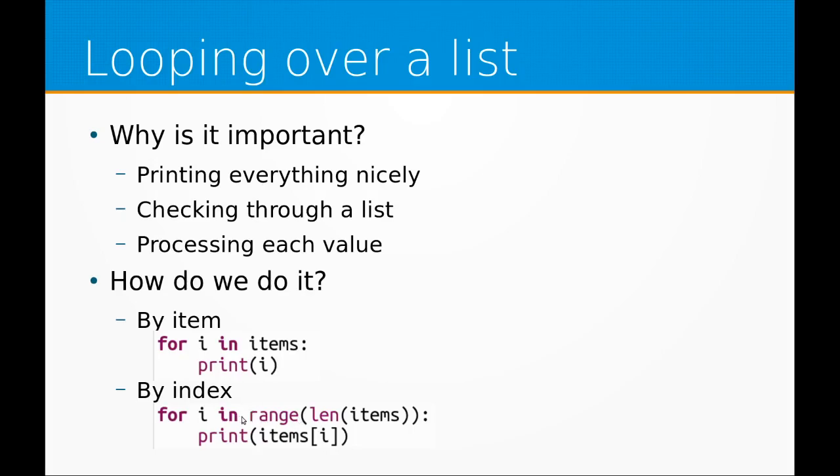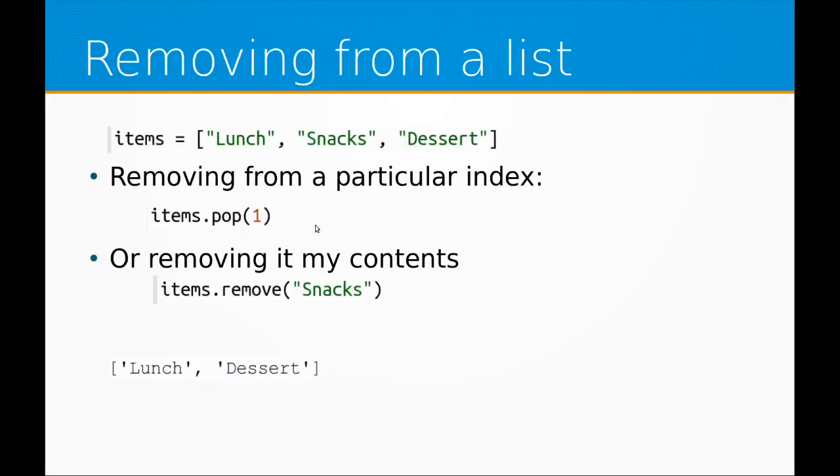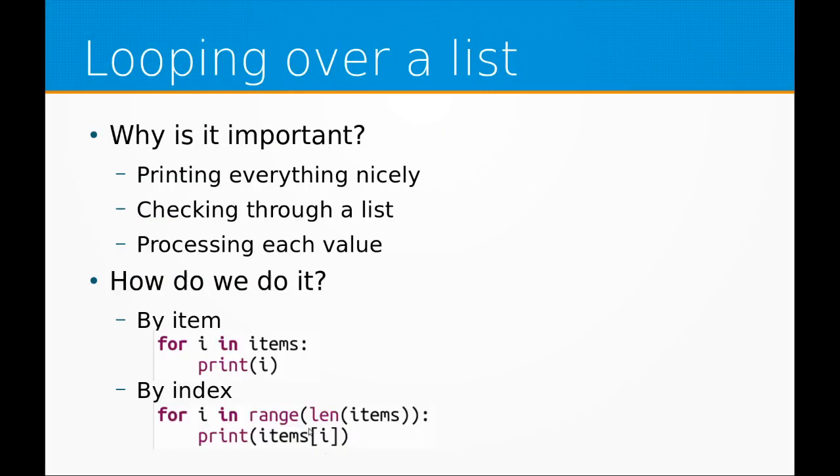Or you can do it by index. So here we've got the length of the items. So if we're taking this example, the length is 3. So that will say for i in range 3. So the length of items is how many items there are. Well, i in range 3, so it goes 0, 1, 2. Print items[i]. So items[0] first, which is lunch. Items[1], which is snacks. Items[2], which is dessert. So both of these are doing exactly the same thing, just in a slightly different way.